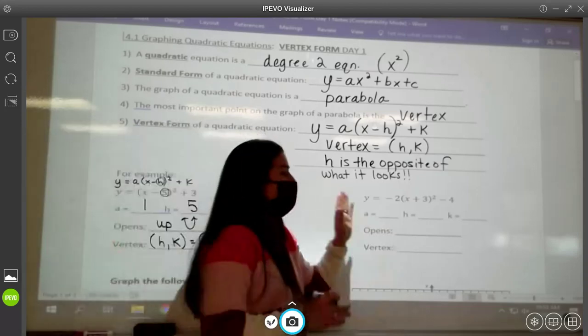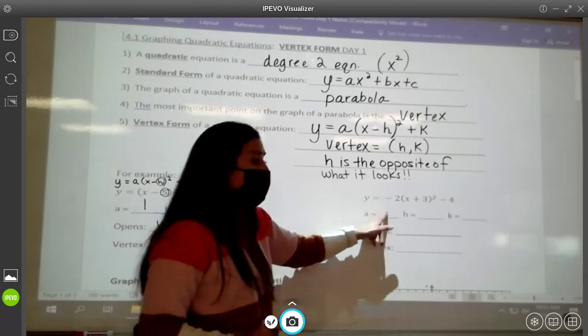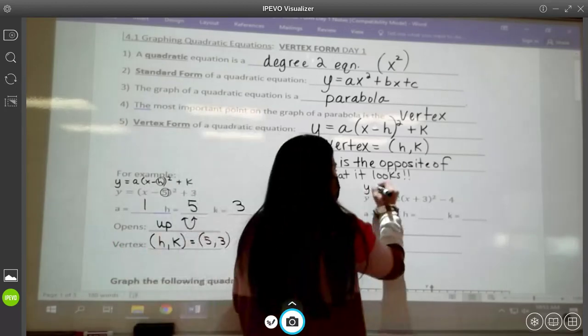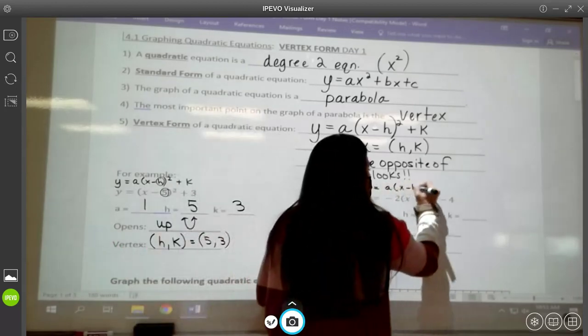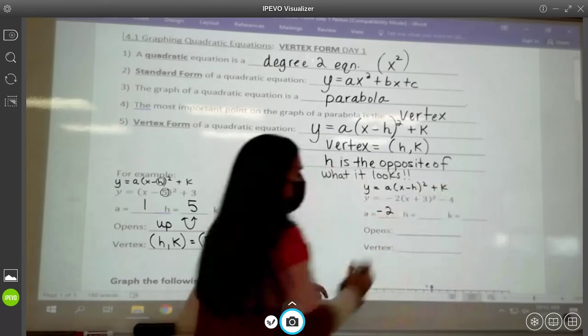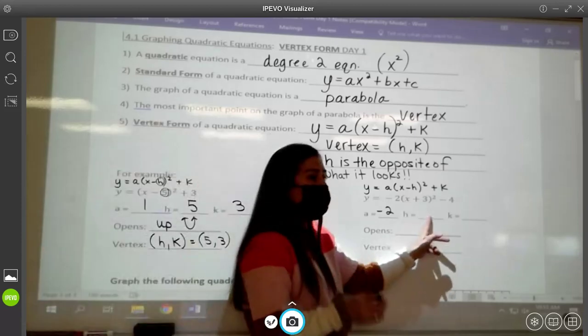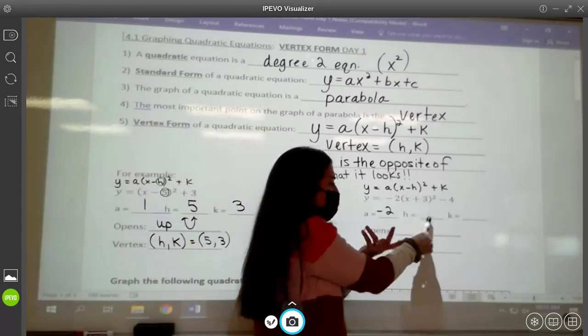Here's an example of another quadratic equation in vertex form. So a in this problem, remember, it's got to be looking like this. a, the number in front, is -2 this time. h, and here's the problem. This is why it's always the opposite. Guys, it looks like +3, right?